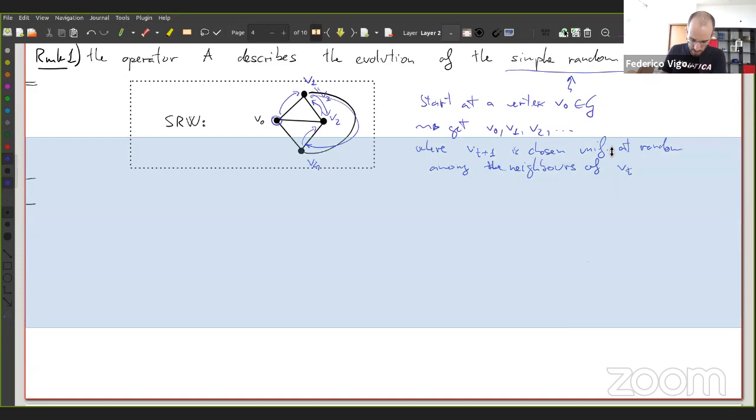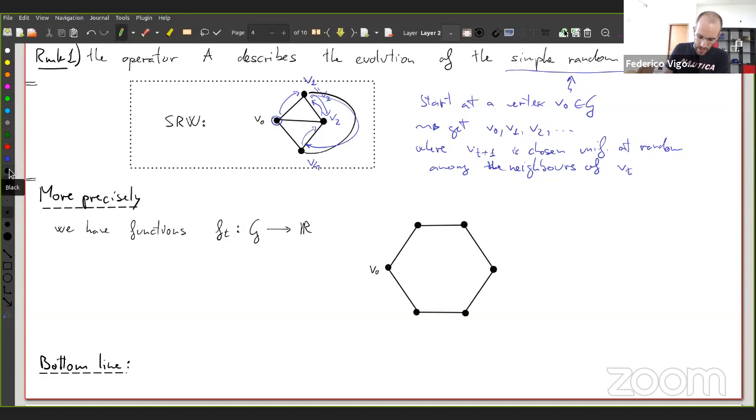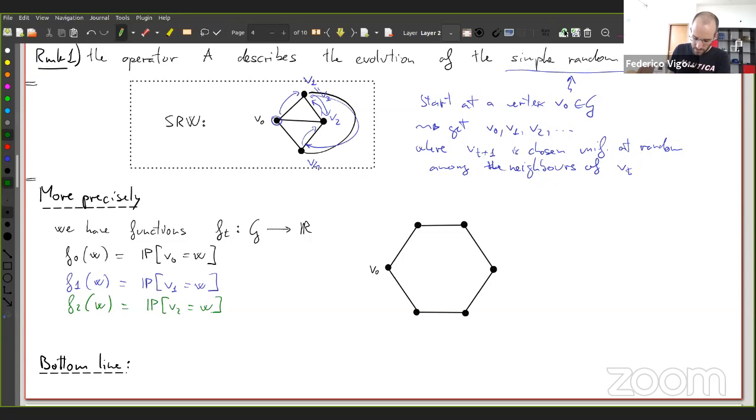But now let us be a little bit more precise. For the random walk, let us define some natural functions. We have a function f0 that, evaluated at the vertex w, gives you the probability that your starting point is equal to w. And then f1 is the probability that after one step, v1 is equal to w, and again, f2 of w is equal to the probability that the second step is equal to w, and so on. So f_t of w is equal to the probability that at the tth step you will be at that vertex.